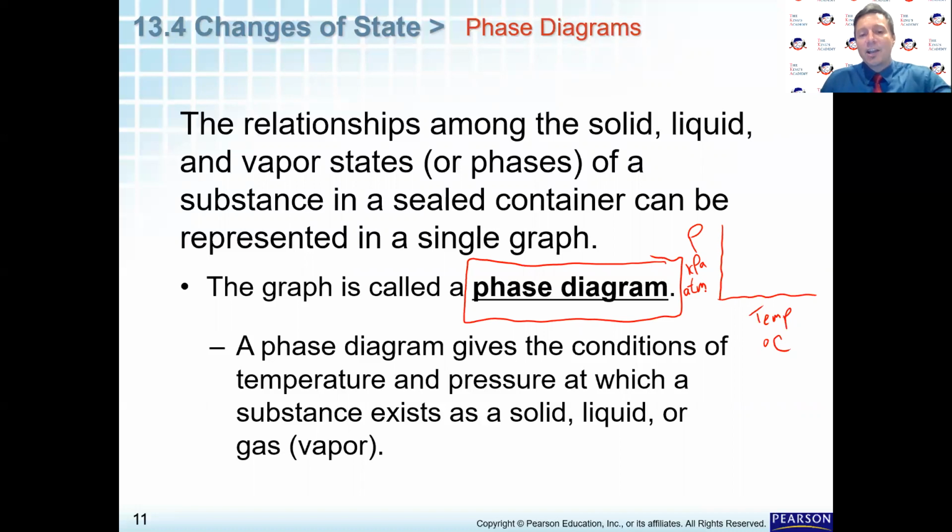So the phase diagram gives the conditions of temperature and pressure at which a substance exists as solid, liquid, or gas. All substances have a phase diagram, and they can be represented and looked at to determine at what temperature or pressure each one of those three phases exist for whatever substance you're looking at.